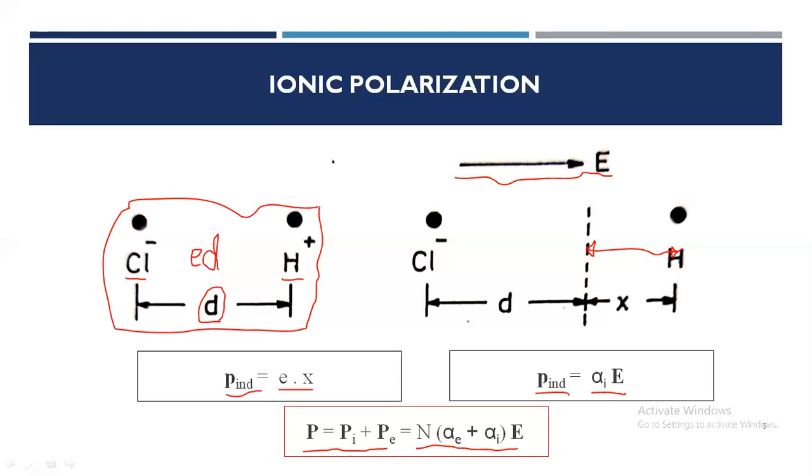The distribution of electrons in both the atoms and molecules is almost completely independent of temperature. So both electronic and ionic polarization are independent of temperature.